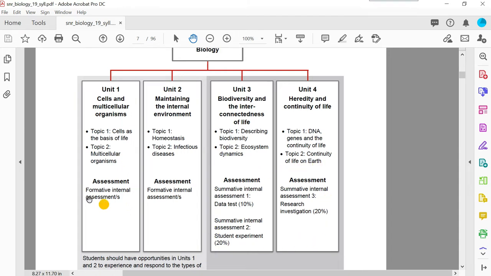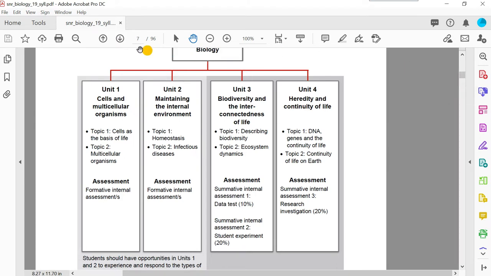Now, I want you to have a look at the assessment, because I want you to basically copy this over to grade 11, because we mimic grade 11 in grade 12, to get you used to it. So you'll be doing a data test, an internal student experiment, an internal research investigation, and then your 4th piece of assessment will be a test.